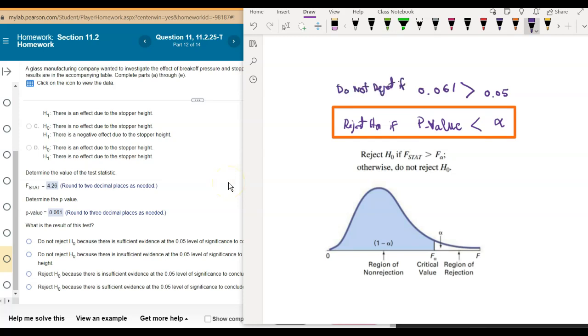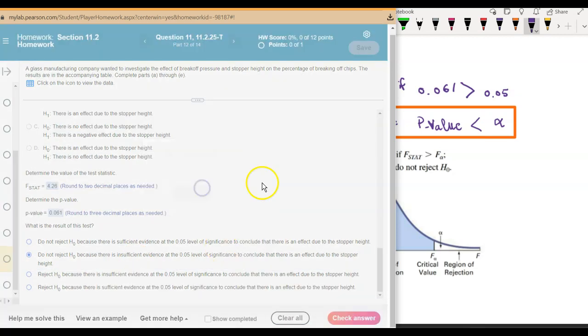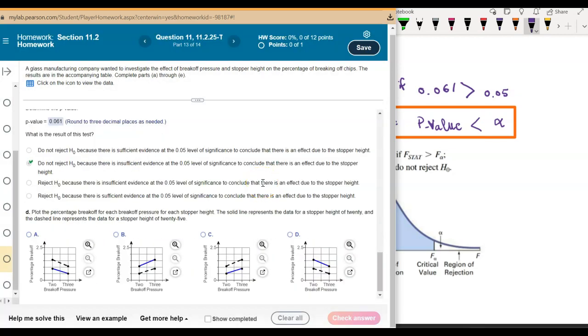Okay, we are not rejecting again. Insufficient evidence, do not reject. And this should be the statement. Do not reject, insufficient. So in conclusion, we did not have any interaction. We did not have any effect from factor A. We did not have any effect from factor B, where factor A was the pressure and factor B was the height of the stopper.